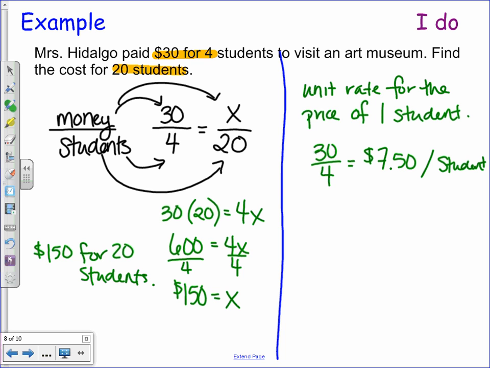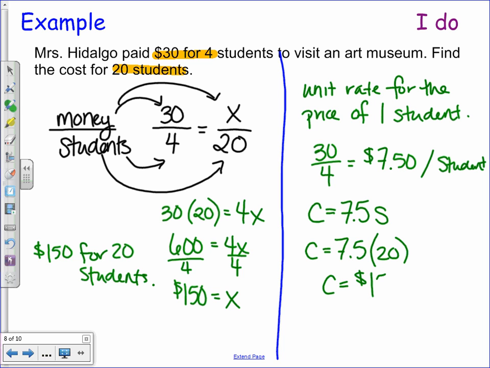Now, I can set up an equation to find the cost for any number of students. So here's my equation. The cost is going to be 7.5 times the number of students, right? This is your constant of proportionality. And so the question asks, how much does it cost for 20 students? Well, it's $7.50 per student. And if I'm looking for 20, I'm going to multiply by 20. So the cost is $150.